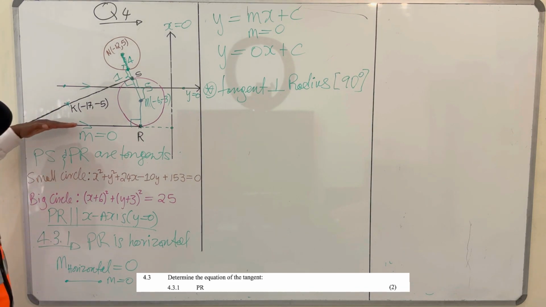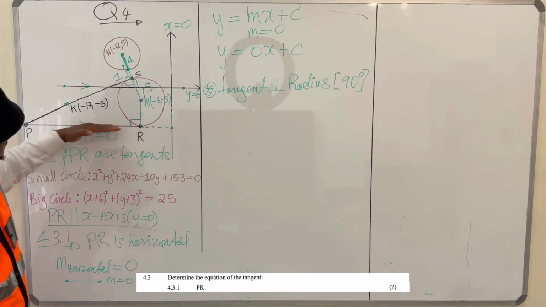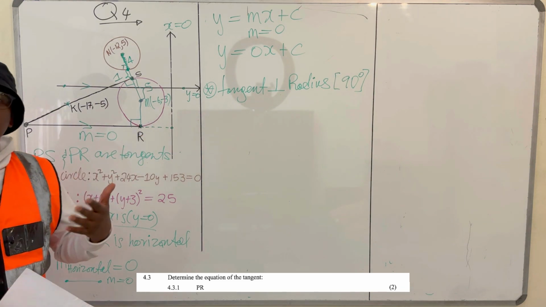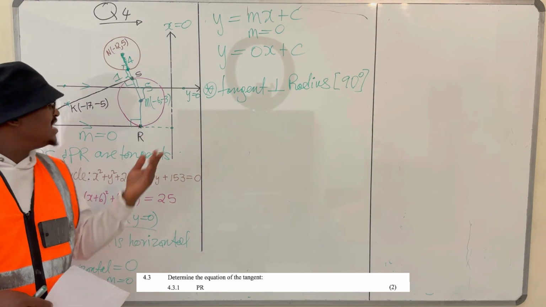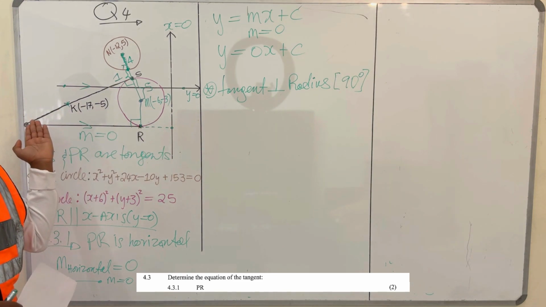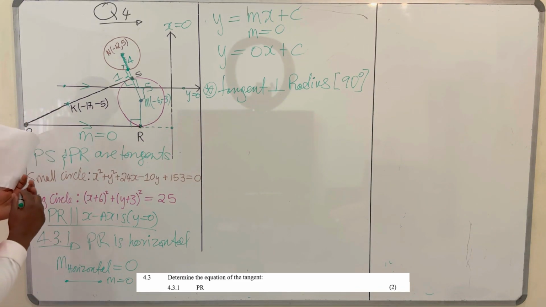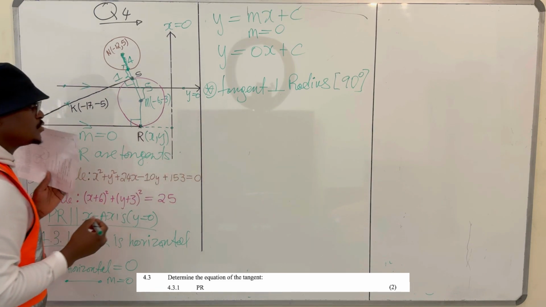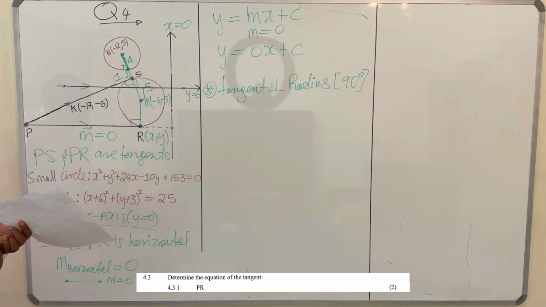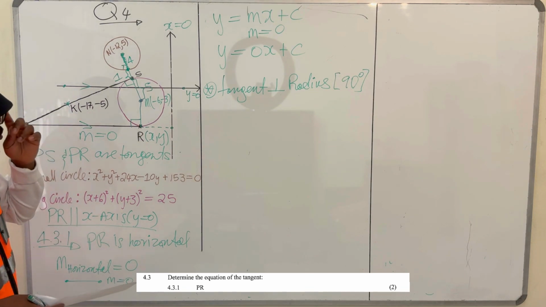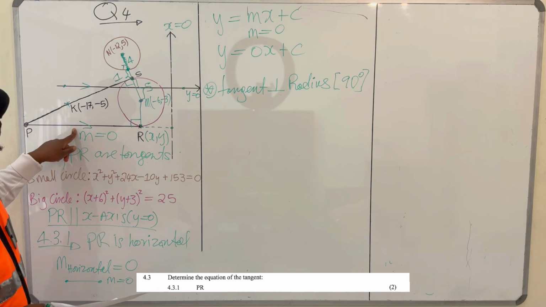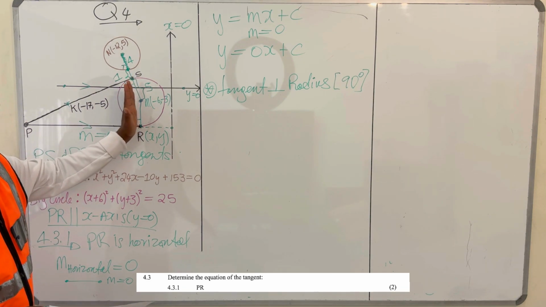So this is horizontal, right? We don't have any coordinates here, so we're trying to find ways of getting at least the coordinates of one point on this line. What I'm trying to find are the coordinates of R, the x and y values for R. So look at this. This is horizontal, right? And it's perpendicular to the radius of this circle.